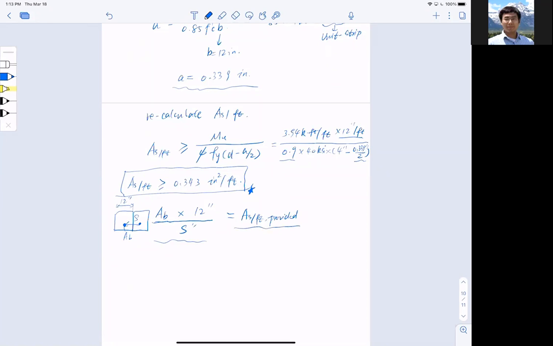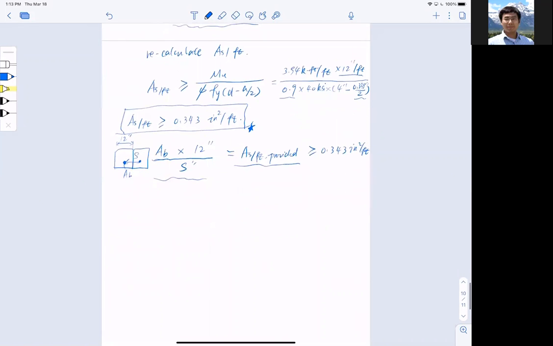If you forgot where this comes from, you can look back at the beginning of the lecture notes. So this has to be greater than or equal to 0.343 inch squared per foot. It's not Ab, but the conversion Ab multiplied by 12 divided by spacing that has to be bigger than that. Now with this, we can select the bars. We already selected the bar, number 4. We just don't know the spacing.